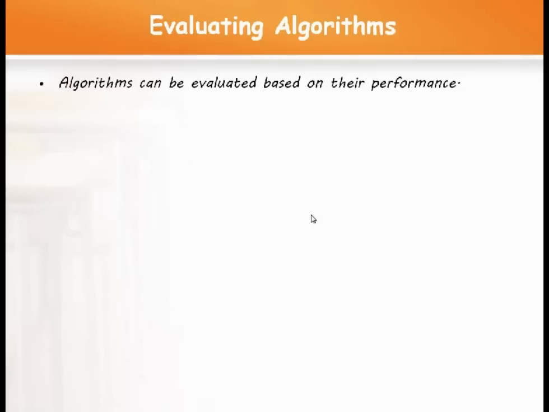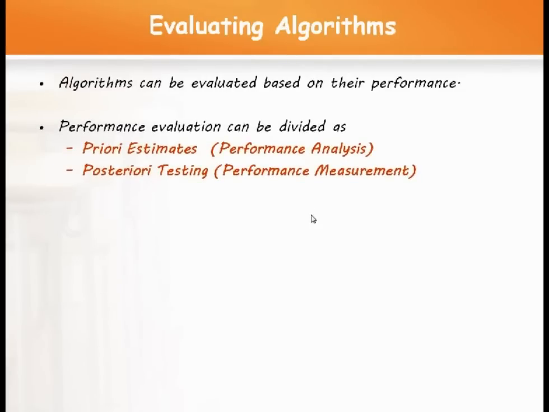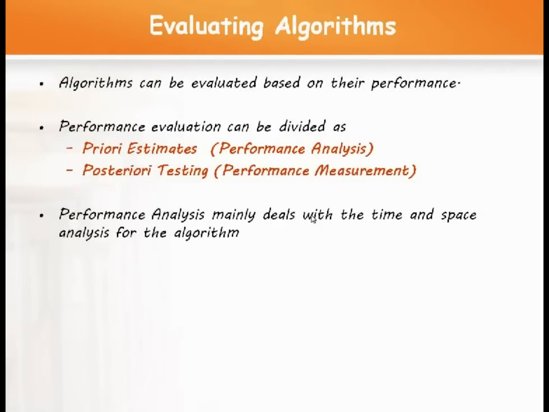Any algorithm is evaluated based on its performance. The performance evaluation can be done in two different ways, either before the execution of a program or after the execution of a program. Before the execution of a program, it is termed a priori estimate. It is also known as performance analysis. Once the program is executed, we analyze the performance. It is termed posteriori testing, also called performance measurement.